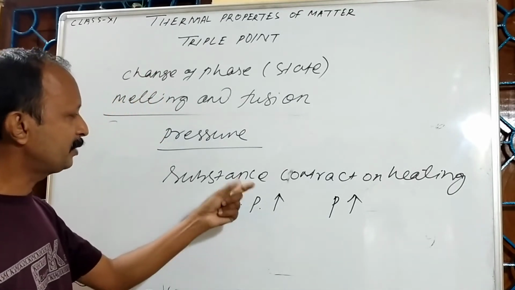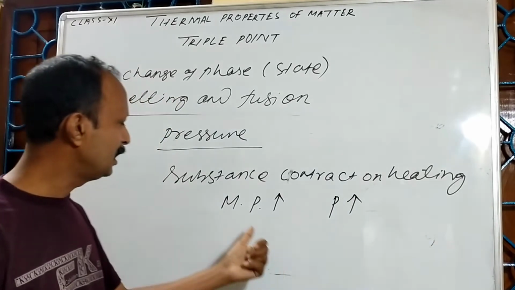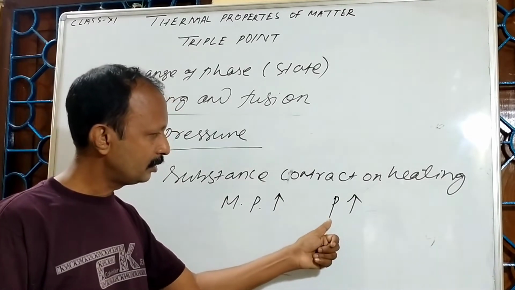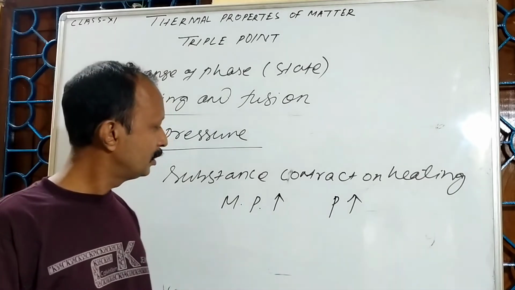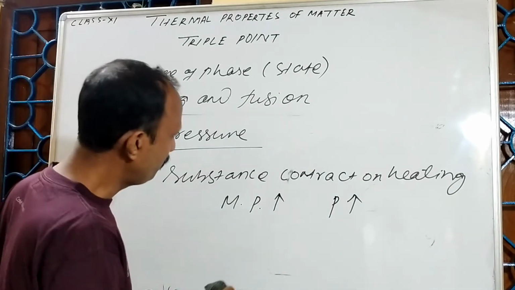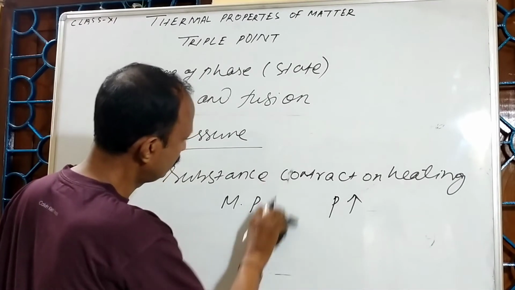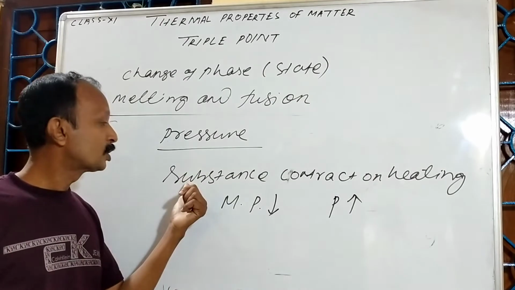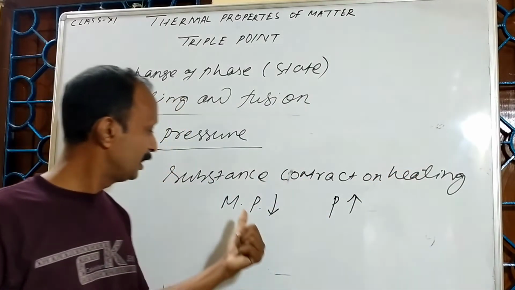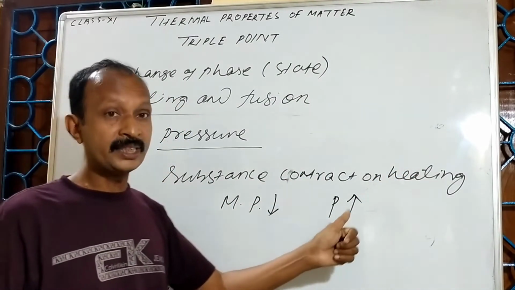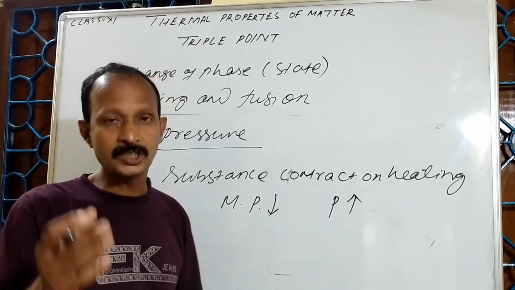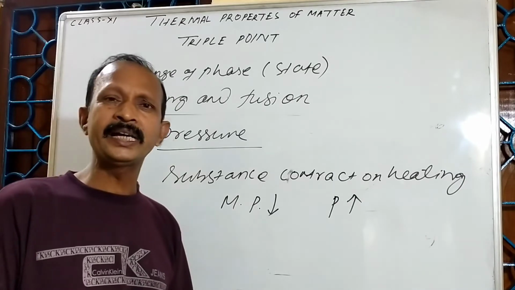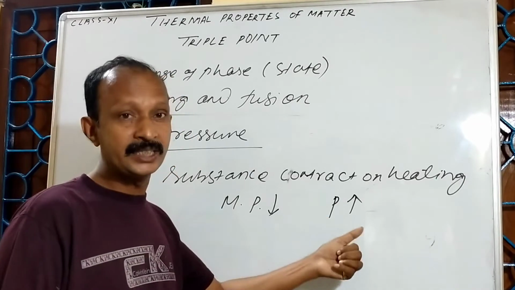So I said that if the substance contracts on heating, melting point increases with increasing pressure. If the substance contracts on heating, melting point decreases with increase in pressure. Let us see an example of how melting point is decreasing with increase in pressure.